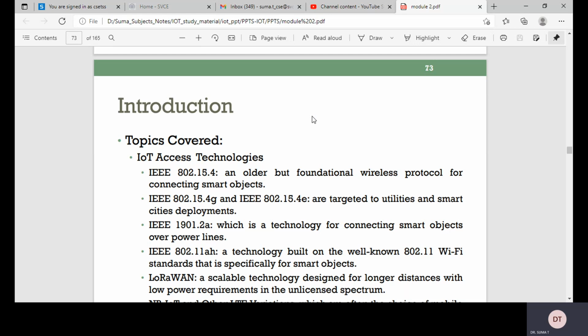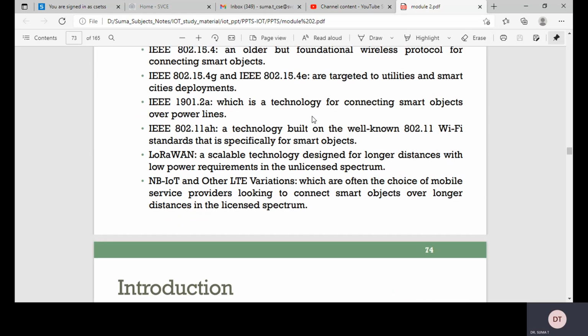Next is IEEE 802.15.4g, targeted to utilities and smart cities deployments. And IEEE 1901.2a, which is a technology for connecting smart objects over power lines. And IEEE 802.11ah, a technology built on the well-known 802.11 Wi-Fi standards, that is specifically for smart objects.